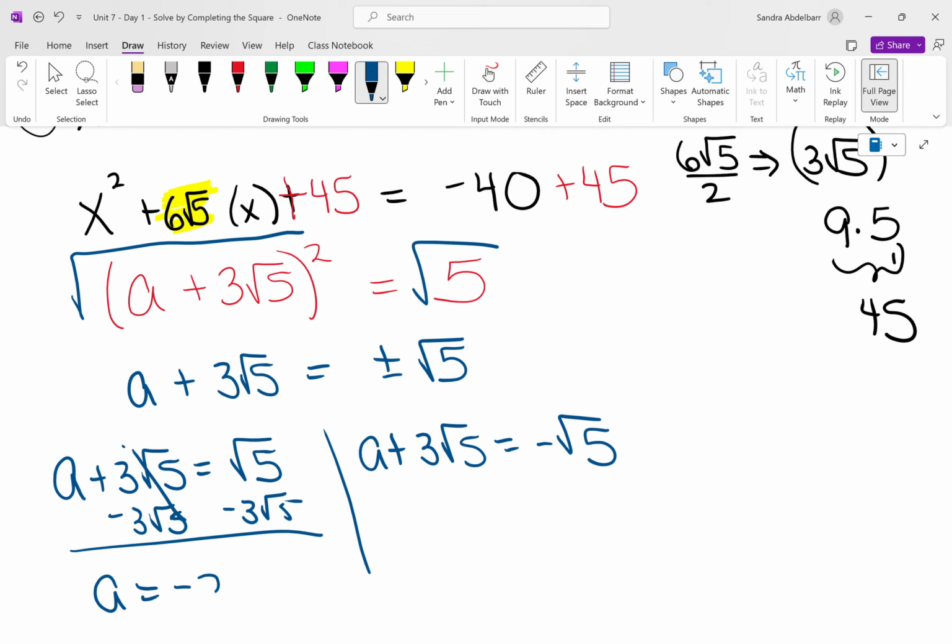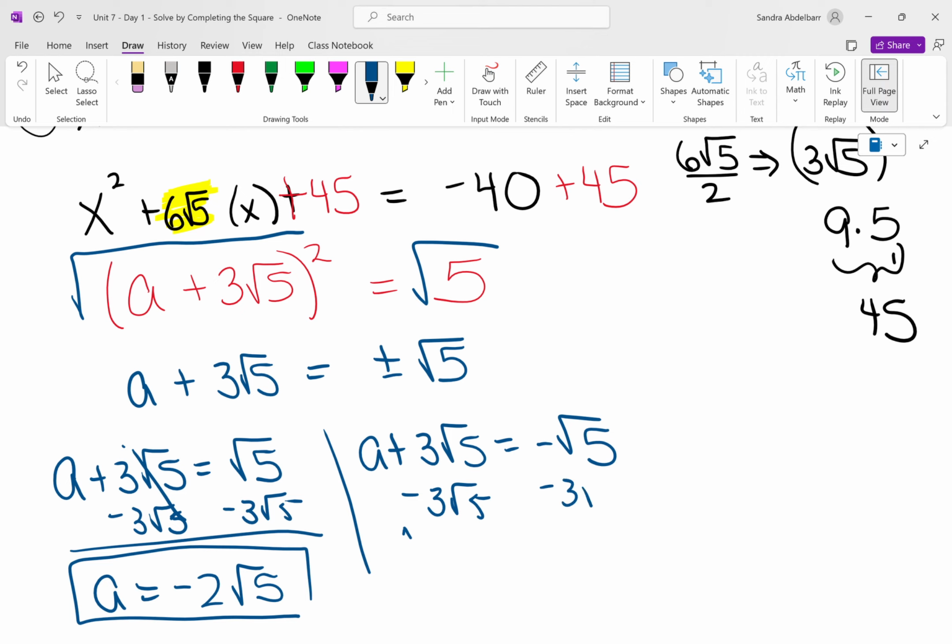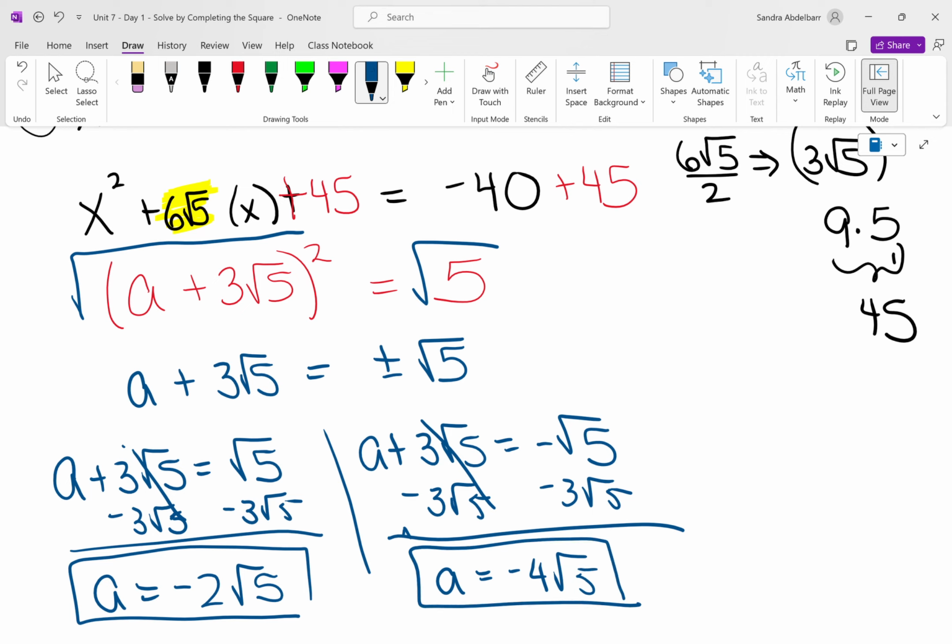When we subtract that 3 root 5, because they're like terms, we're going to end up with A equals negative 2 root 5 as one solution. And on the other side, when we subtract that 3 root 5, we're going to get A is equal to negative 4 root 5 as our second solution.